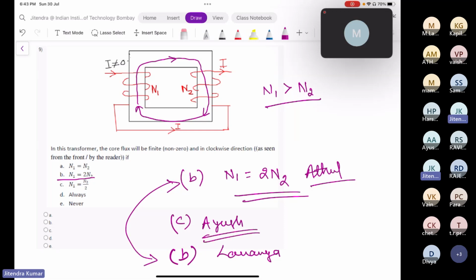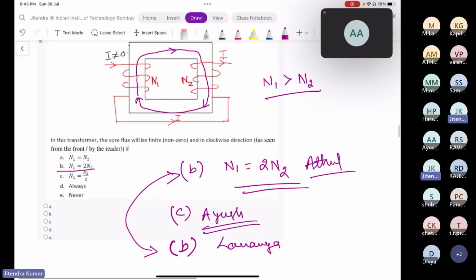Ayush, could you explain why you went for option C? Sorry, sir, it is a misconception. Okay, so you misjudged the condition. Okay, fine.